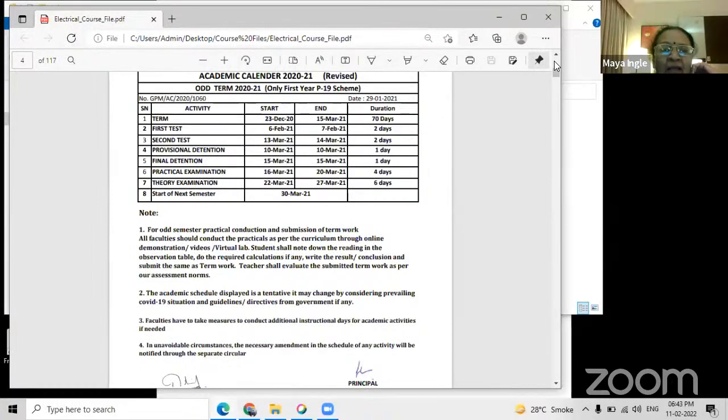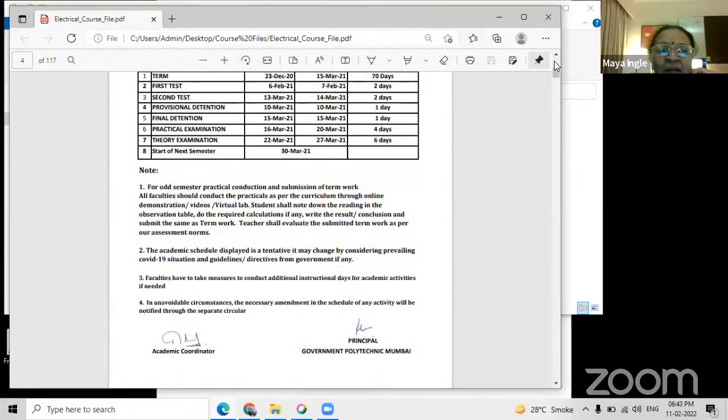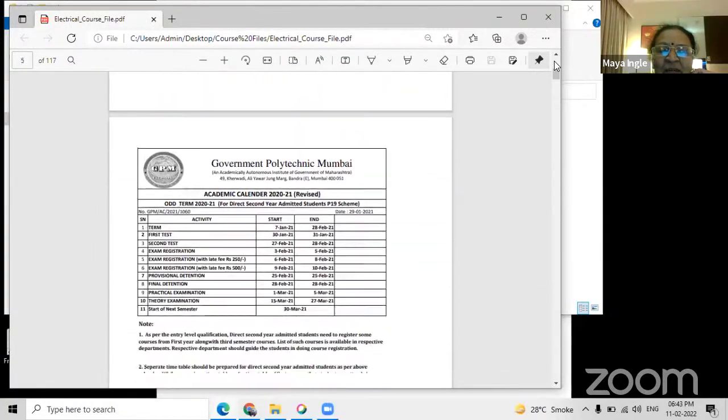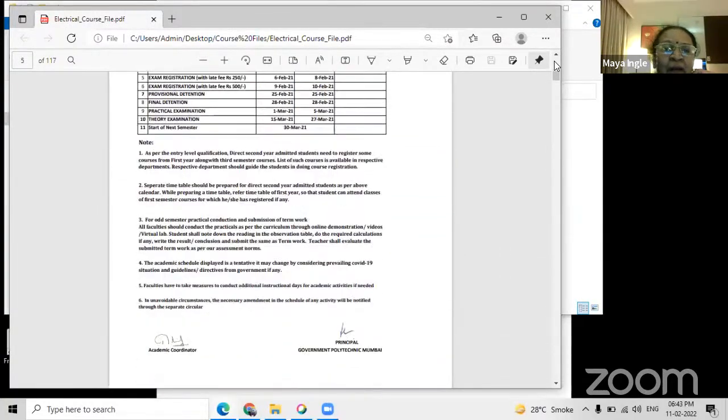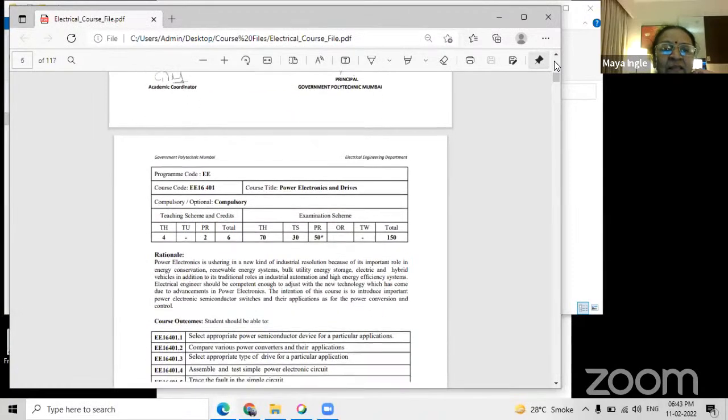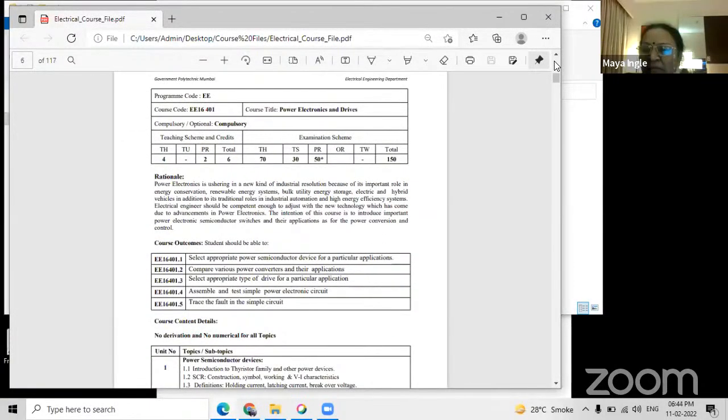Then another one, autumn and even term. It has been listed for a whole year. Then let us come to curriculum.